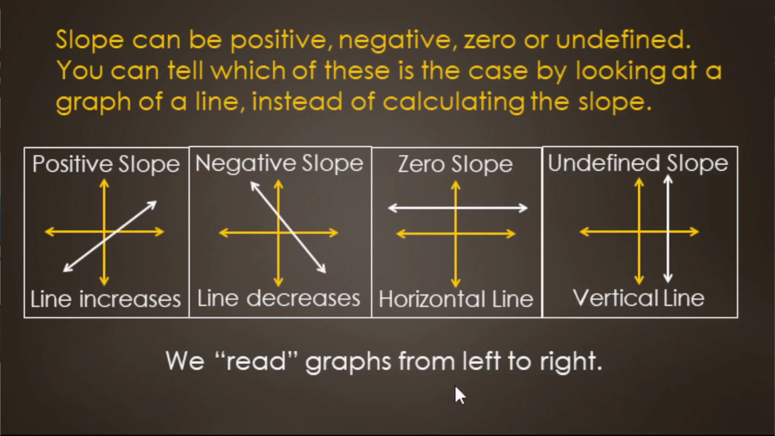So just putting these all together, all of our different slopes, again, when we look at graphs, we're going from left to right. So from left to right, if the graph is going up or increasing, that is going to be a positive slope.